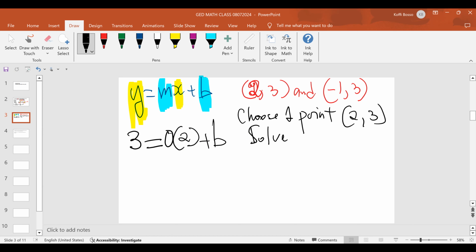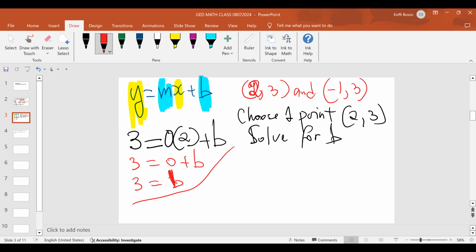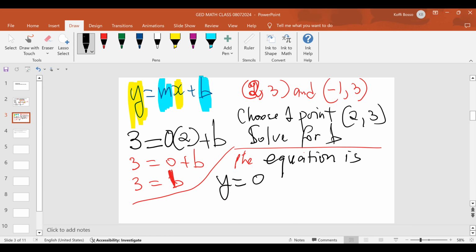So far, so good. What is 0 times 2? 0, plus b. So therefore, b is what? b here is 3. Now, later on, I will show something. So after we find the b, can we rewrite the equation? How will the equation be here? y equals 0x plus 3.